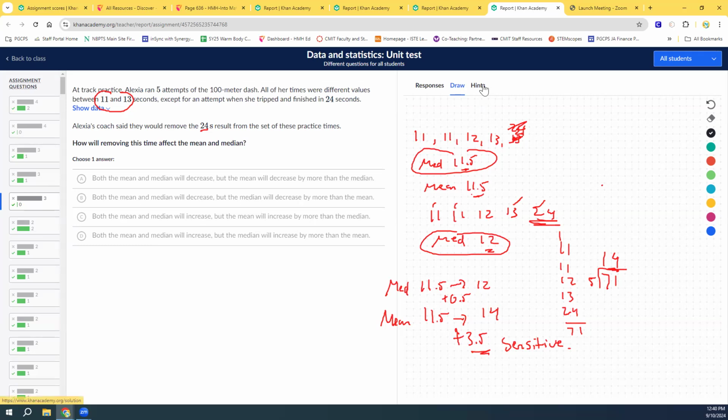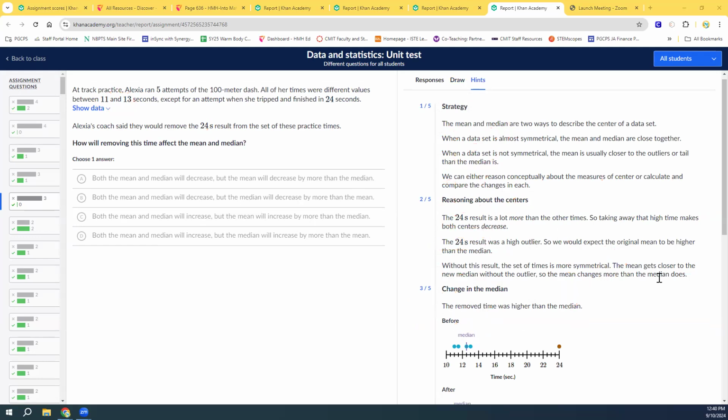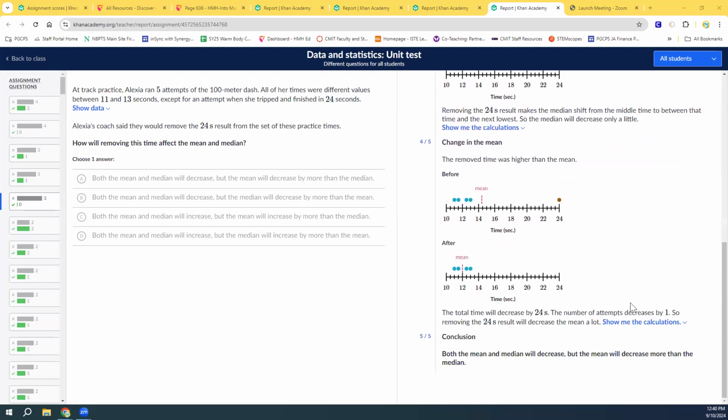So I kind of did it backwards when I did my math. But you can see if you pause the video and think through it, we're taking away the 24, so the numbers are going to go down. So you see both, they decrease, but the mean would decrease by more. So in my example, 14 to 12.5 or 11.5.